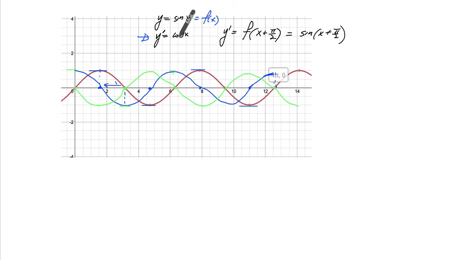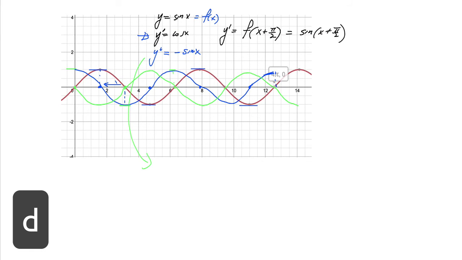Of course, if you differentiate this one more time, we get minus sine of x, which is exactly what we said it was going to be, just a reflection of the original function. So it's minus sine of x.